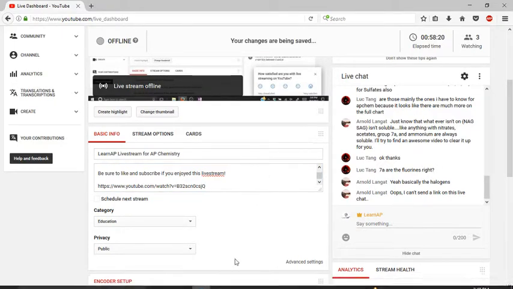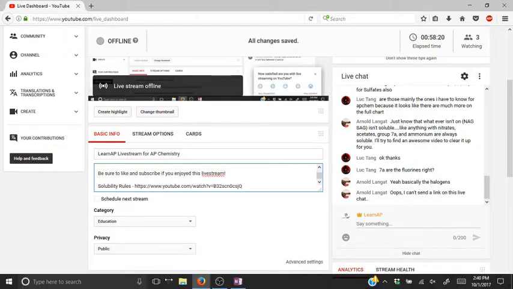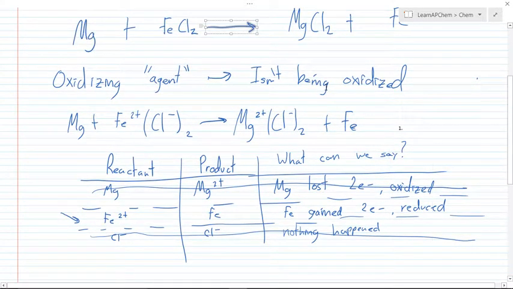Okay, so this is that's where you want to go to find solubility rules. Alright, so thanks for that, Arnold. Hopefully that'll be helpful to some people.